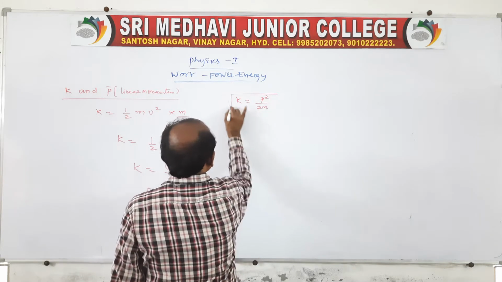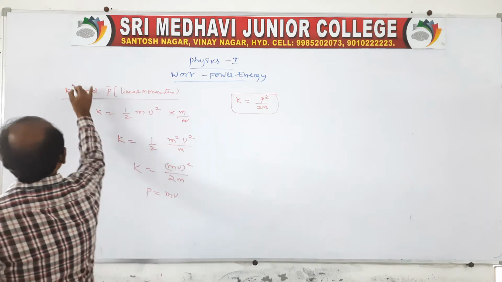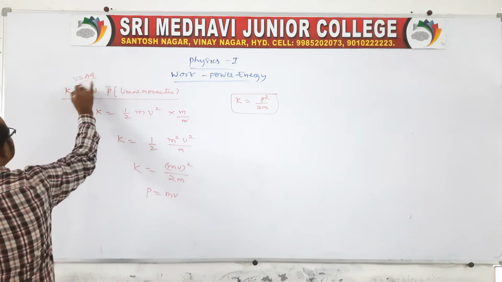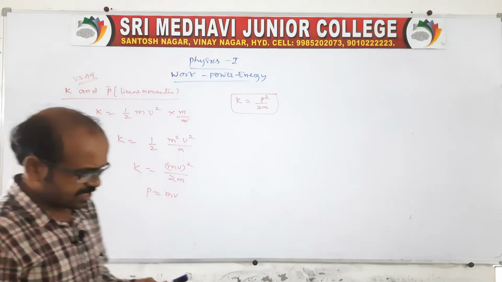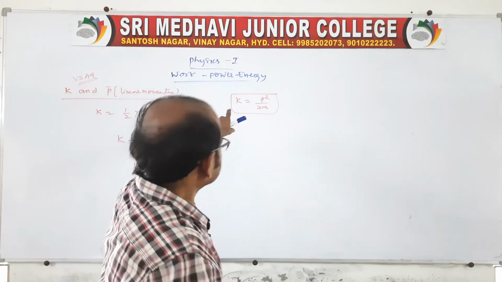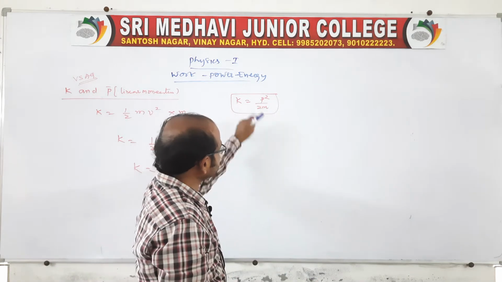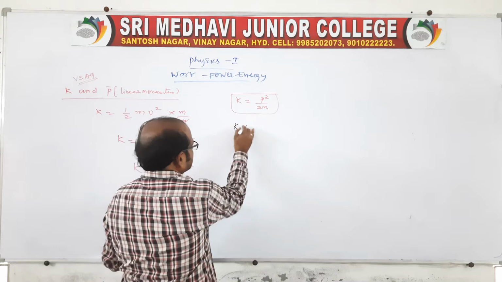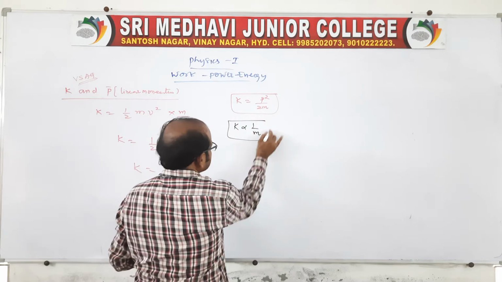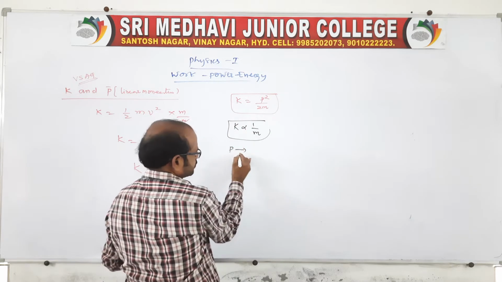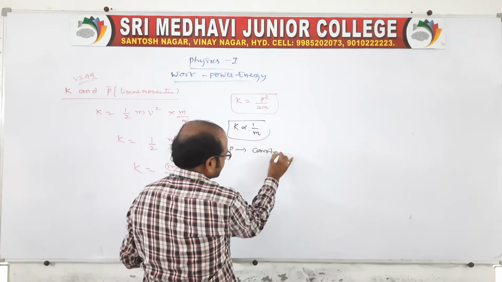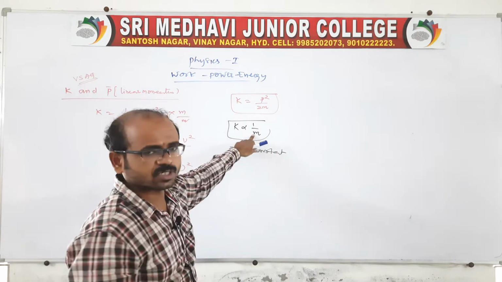This is a question related to the very short answer, VSAQ, a 2 marks question. So K is equal to p square by 2m. In this case, what happens? Is K directly or inversely proportional to m? Suppose momentum is constant, therefore K is inversely proportional to mass.